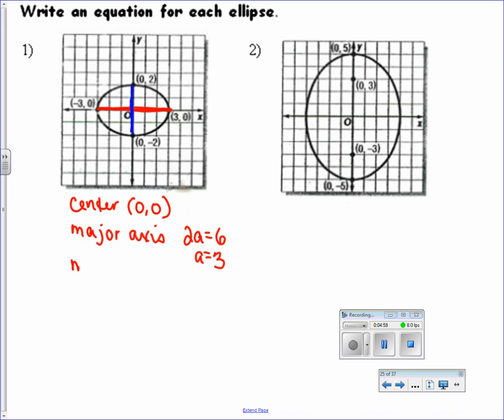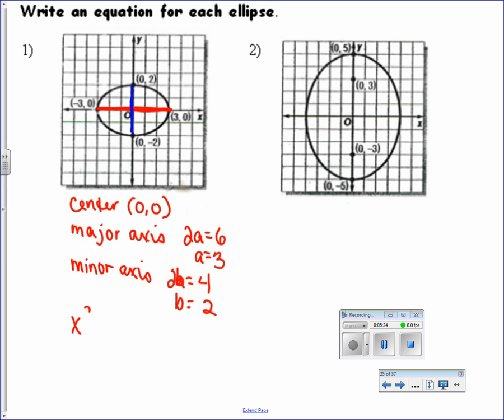My minor axis, how long is it? 4. So 2a equals 4, or not, pardon me, 2b equals 4. This is b, not a. And so therefore b would have to be 2 in length. This is enough now to write my equation. So we're going to have x minus h. What's h? 0. Do I really need it?